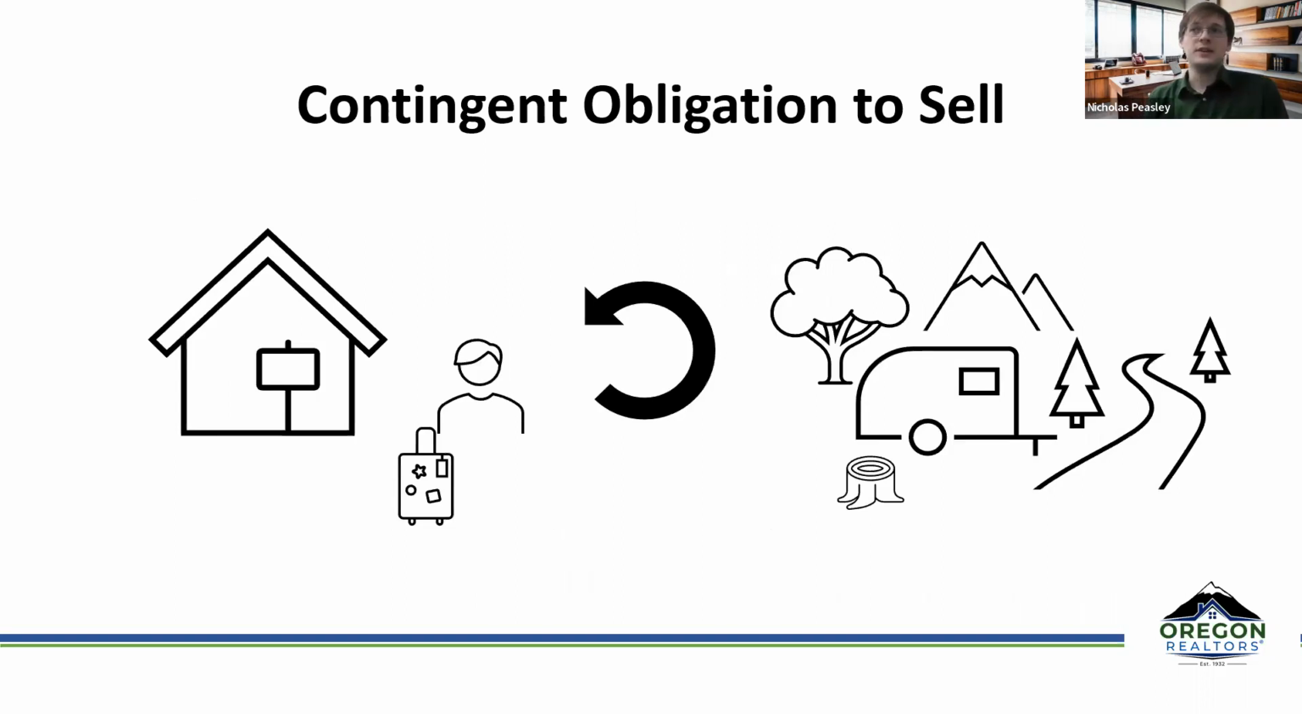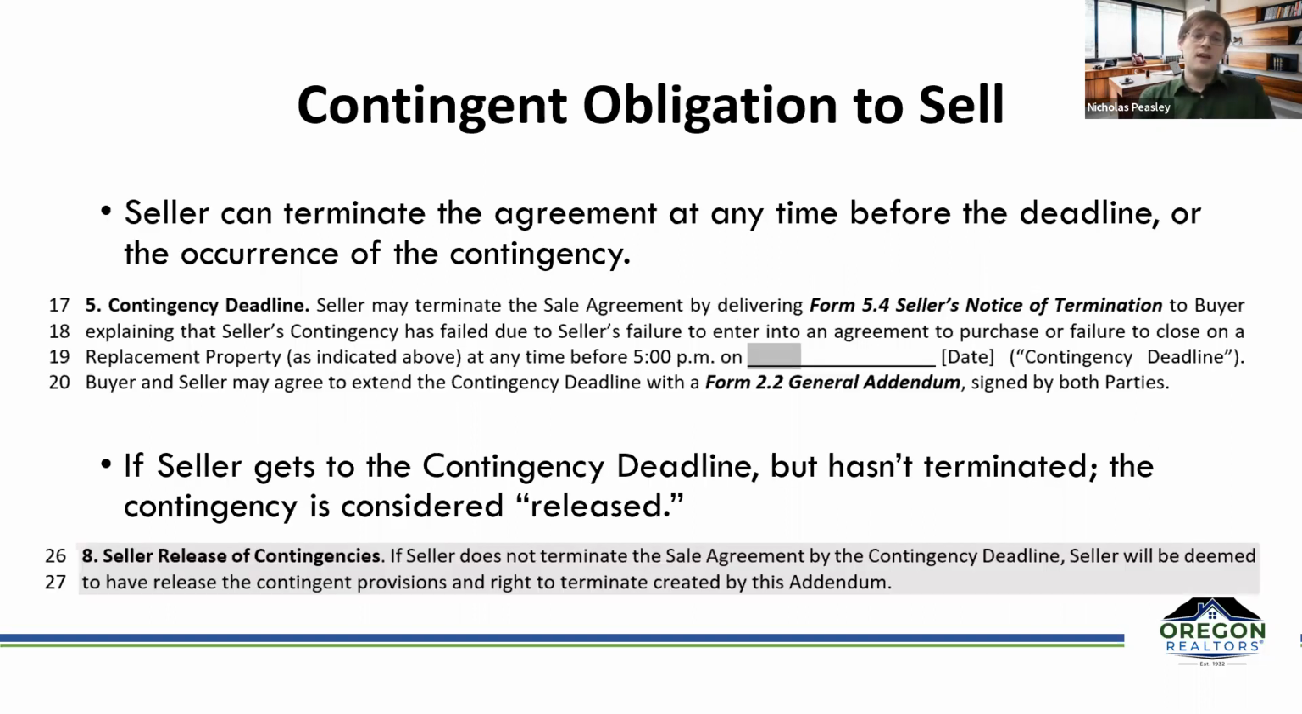The clip art example of a contingent obligation to sell is impossible to show, so this is my best option. Is a seller trying to sell their house but doesn't want to live in a van down by the river? They can cut the contract. They can turn it around and say this is not happening anymore. That is what this is. It's the I don't want to live in a van down by the river kind of approach to contracting. The contingent obligation to sell itself allows the seller to terminate the agreement at any time before the deadline. There's a contingency deadline that's set in this.